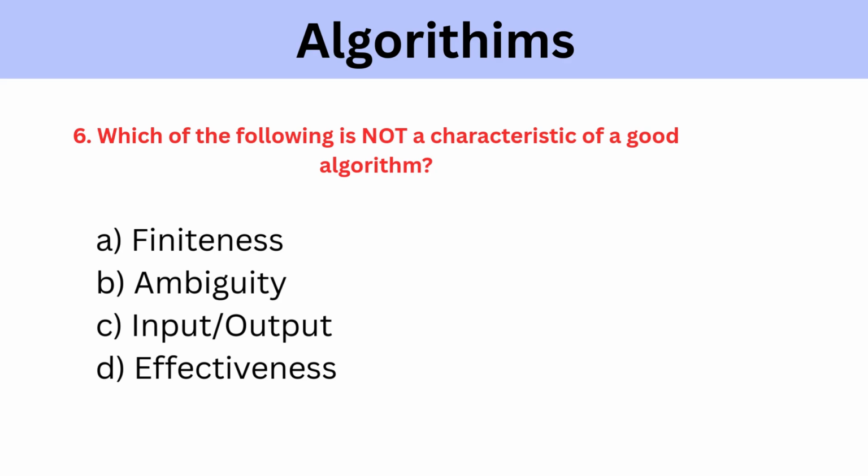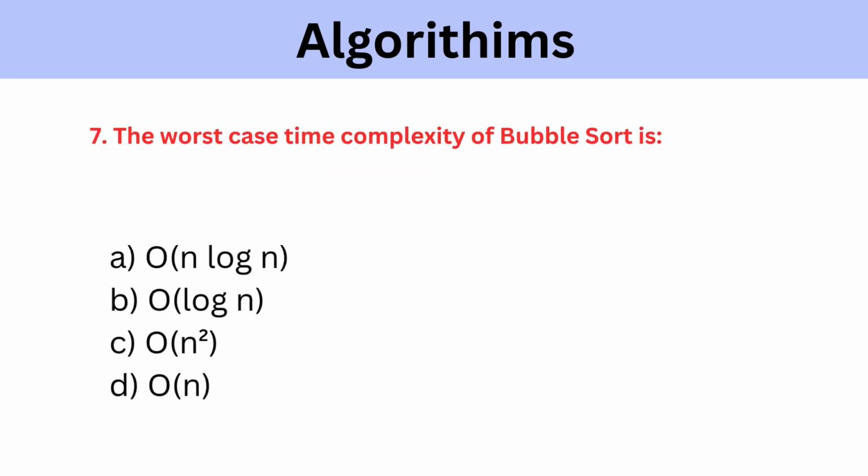Which of the following is not a characteristic of a good algorithm? A. Finiteness. B. Ambiguity. C. Input, output. D. Effectiveness. The correct answer is option B, ambiguity.